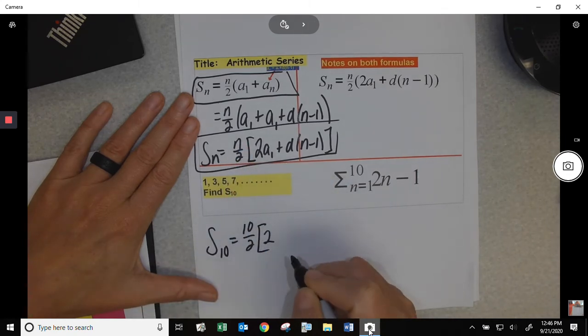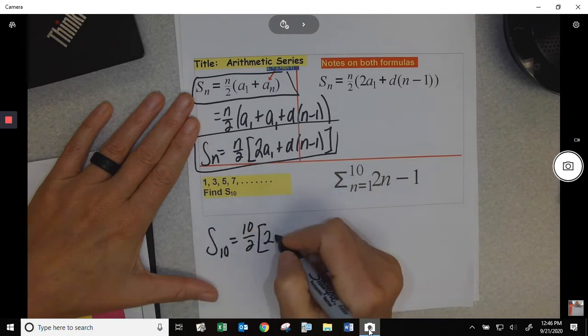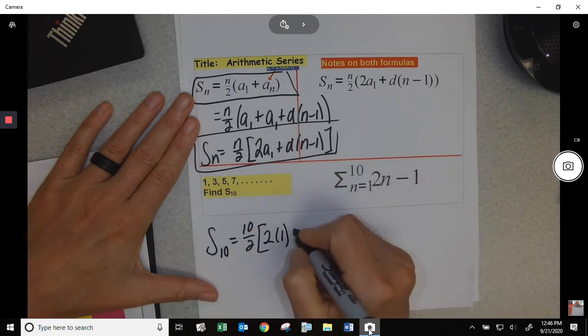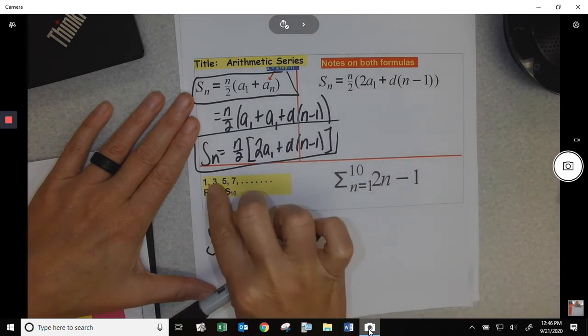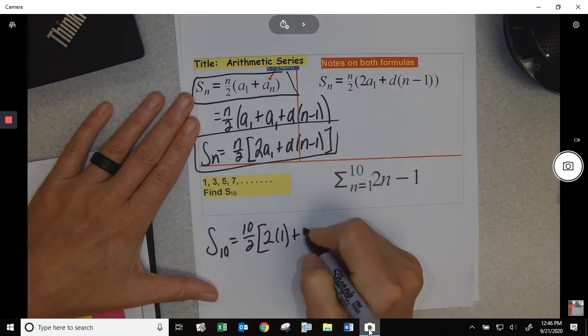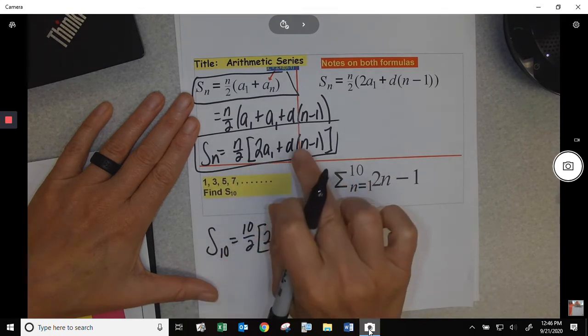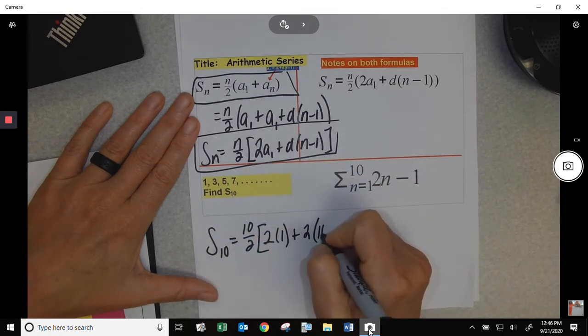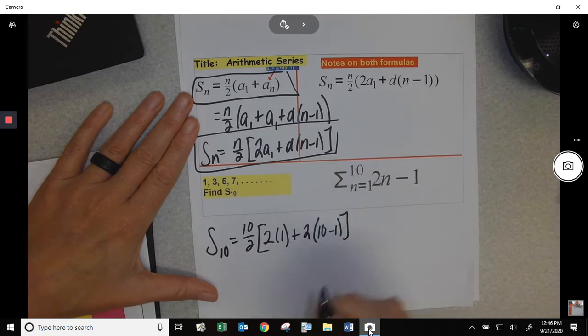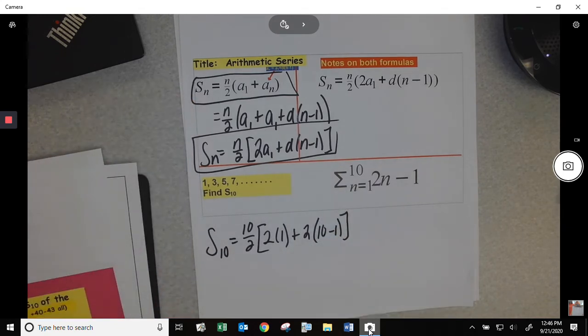2 times my first term was a 1, plus my D value. What is it going up by? It's going up by 2, and 10 is the N value. Feel free to go to your calculator or do this one in your head.